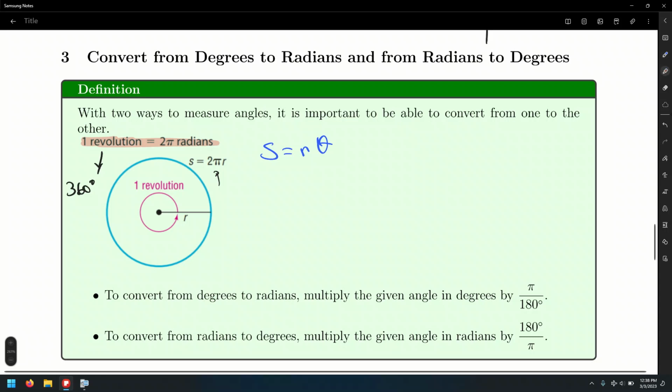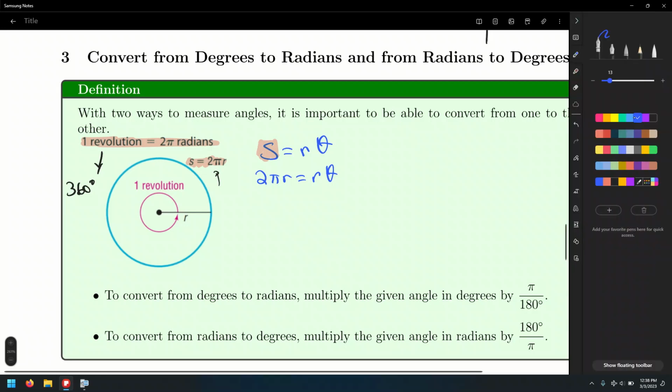But now I'm going to replace this S right here with what we get from here, which is 2 pi r. That's 2 pi r equals r theta. So how about we do some algebra and divide both sides by r? And careful, even though we can potentially be dividing by 0, in this case it's fine, because there's no radius equal to 0. Radius equal to 0 is simply one point, which is the origin in this case. So dividing these two out, cancel out the r's, and that's 2 pi equals theta.